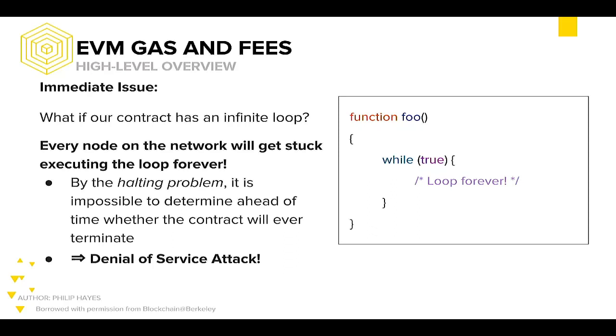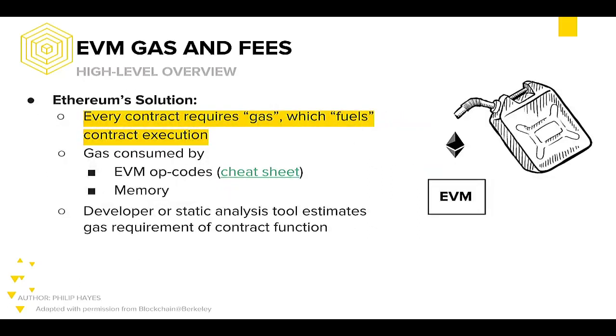You know, there might be a very obscured infinite loop that looks like it's making progress, but it's actually not making progress. Okay, so how do we deal with this? Well, we have this concept of gas. This is a payment that we make for computation. Every contract requires gas, and gas is consumed by every operation performed in the contract.